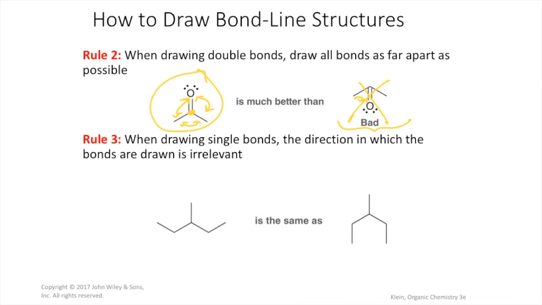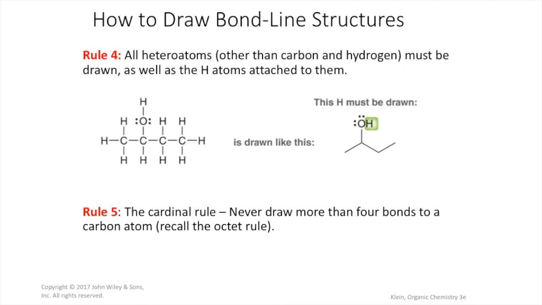When drawing single bonds, the direction in which you draw them is irrelevant, so this structure is the same as this because these single bonds can freely rotate. Rule 4, any atom other than carbon and hydrogen is indicated, as well as the hydrogens attached to them. So if we convert this structure to a bond line structure, we still draw in the oxygen and the hydrogen bonded to that oxygen. And the cardinal rule, number 5, never draw more than 4 bonds to a carbon atom. That violates the octet rule, which is an absolute rule for second row elements.